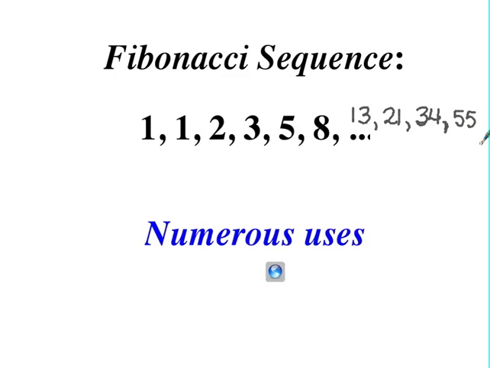Let's look at this. How do you get 13? 8 plus 5. How do you get 21? 8 plus 13. How do you get 34? So you take the previous 2 terms and add them together. And so the Fibonacci sequence is seen in a lot of places.